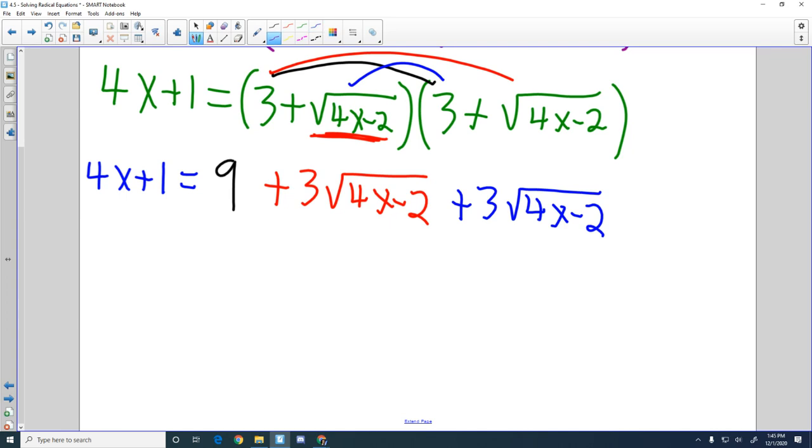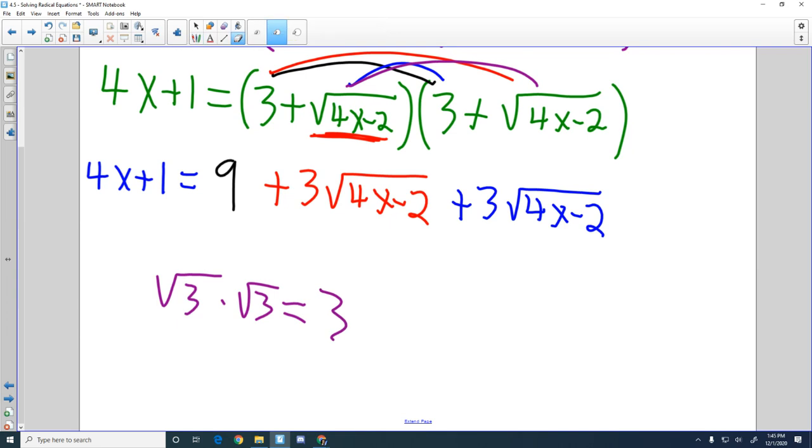Now this last one's actually kind of nice. The square root times the exact same square root. Remember what happens if you take like the square root of 3 times another square root of 3? What does that end up equaling at the end? Just a 3. Don't the roots just cancel out? That just equals a 3. So we can do the same thing here. The square root of 4x minus 2 times another square root of 4x minus 2 is just going to equal what? Nice, that's exactly right. Just a 4x minus 2.